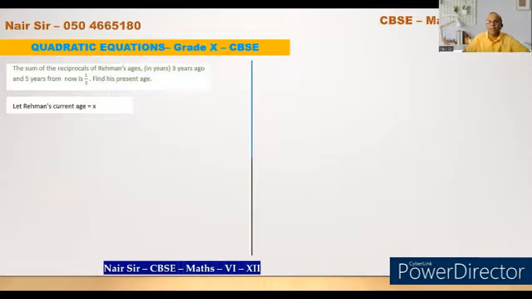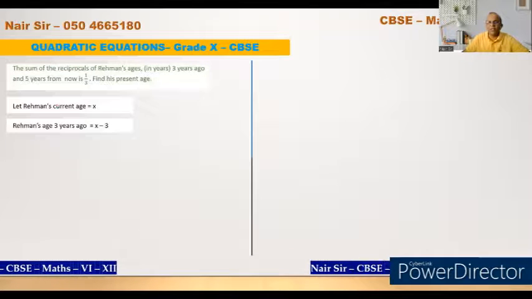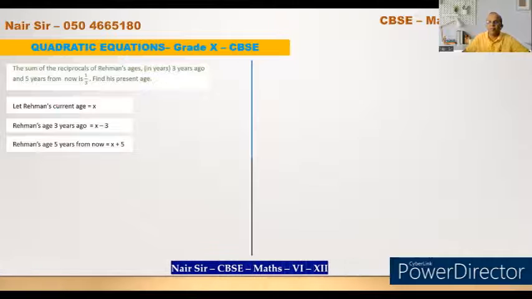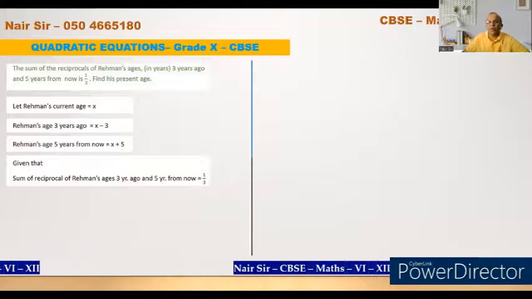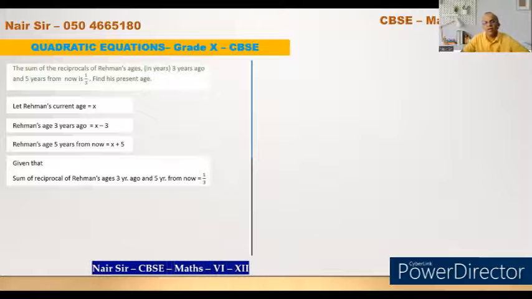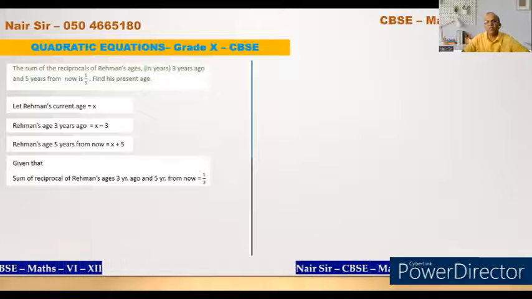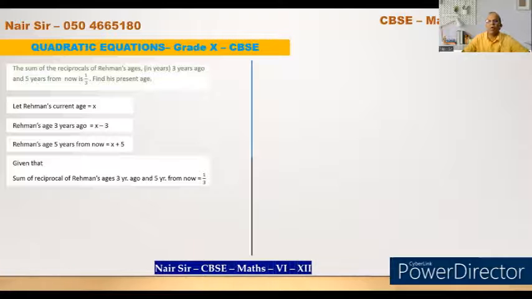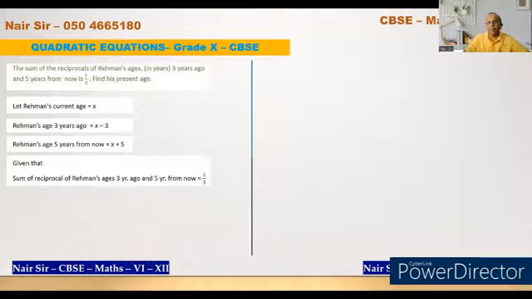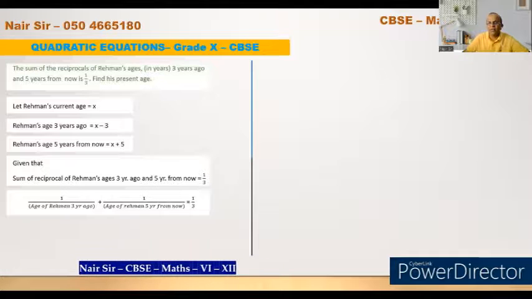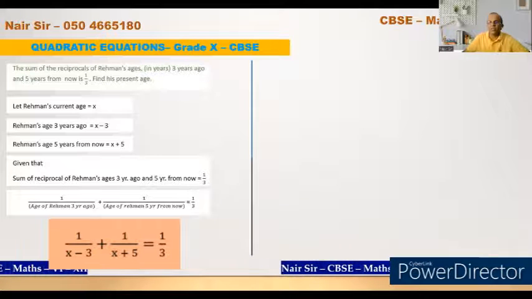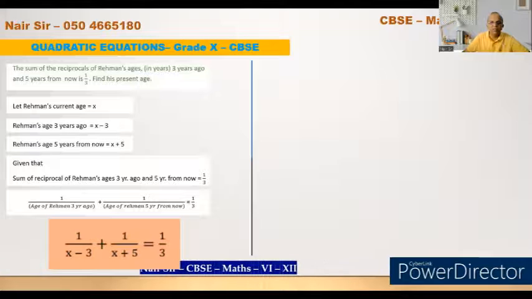Rahman's age be X. 3 years ago, X minus 3. 5 years from now, X plus 5. Reciprocal will be what? What is given? Sum of the reciprocal of Rahman's age 3 years ago and 5 years from now is 1 upon 3. Can I write like this? And I just substitute. This is my first milestone. Okay?